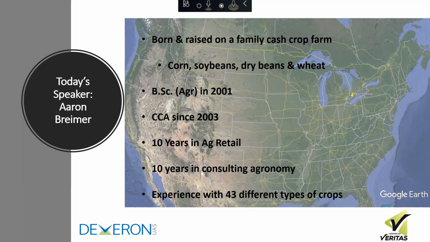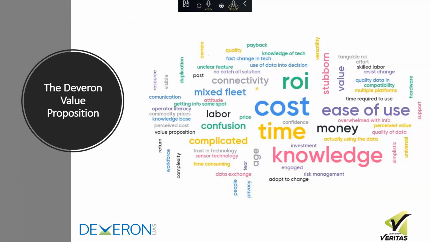Through my career, this part of Ontario has a lot of different crops, a lot of different vegetable crops. So I've had the opportunity to work with 43 different types of crop. It was 42, but with the introduction of hemp, I can now claim 43. So that's me. On to the good stuff.